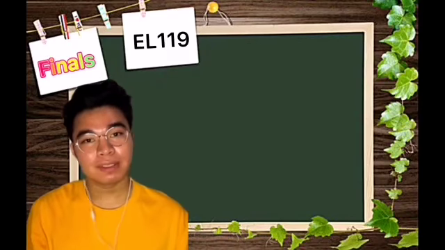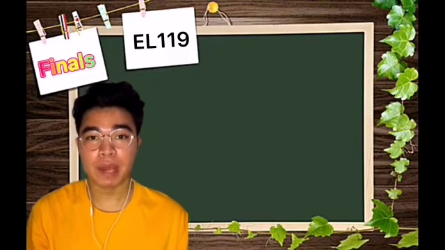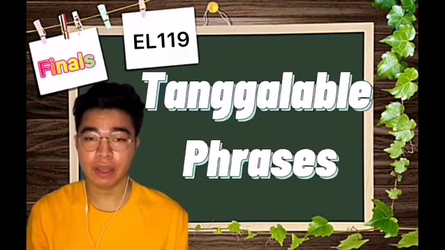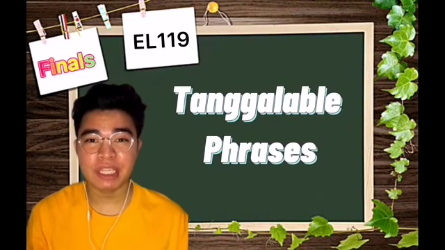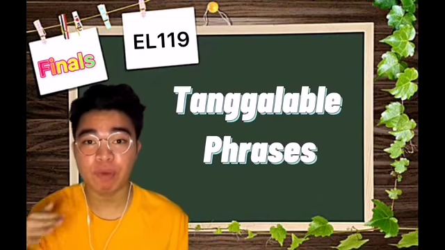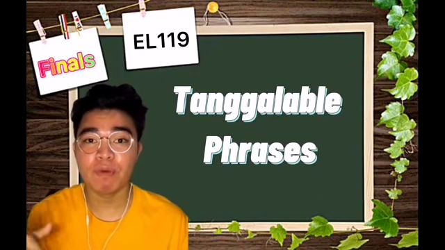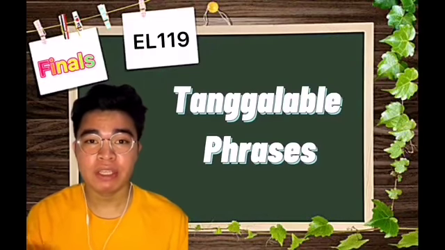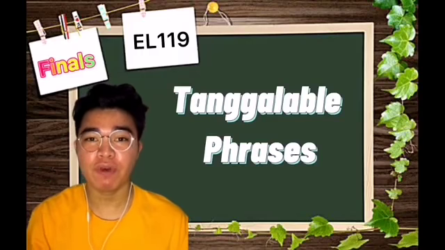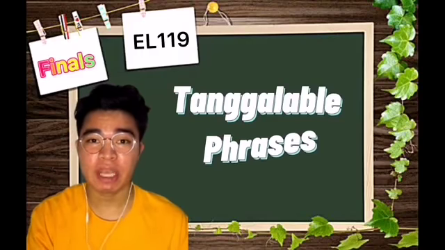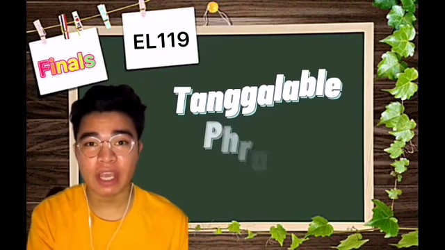For the first topic that we have, we will talk about tanggalable phrases. Based on its literal name, tanggalable means it is removable. You can remove removable phrases in a sentence. These are one of the tricky forms of sentences. Some of us get confused by this, especially with the subject in a sentence construction.